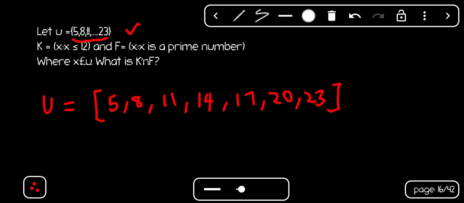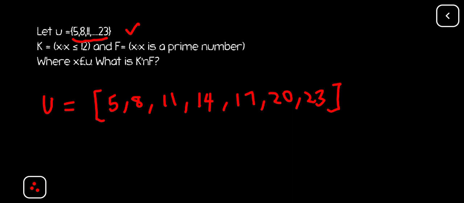So you've understood that part. Now K is x where x is less than or equal to 12. This means all the values less than 12, and 12 itself, are the values for the set K. That's what this part here says. But we're not sure about F. F is a set where you say x is a prime number.